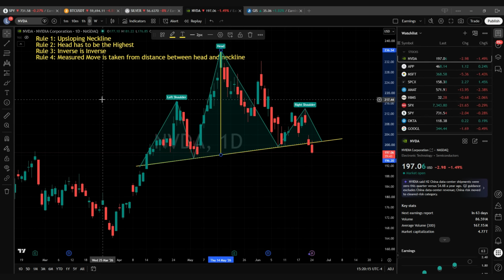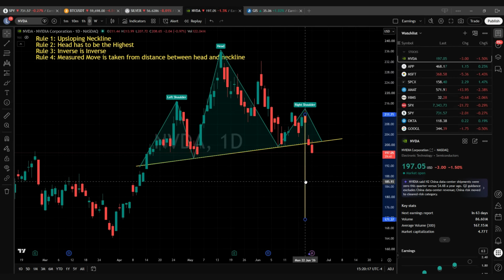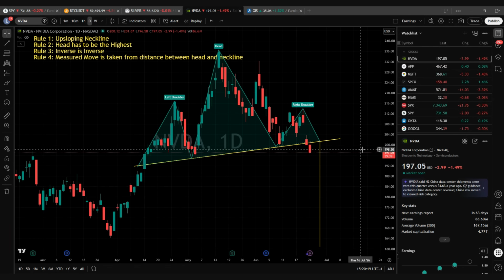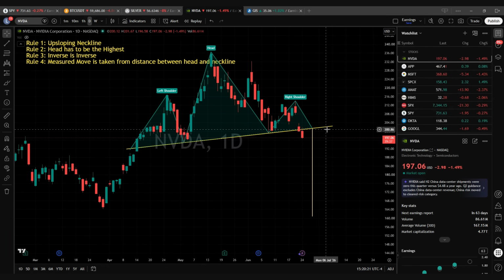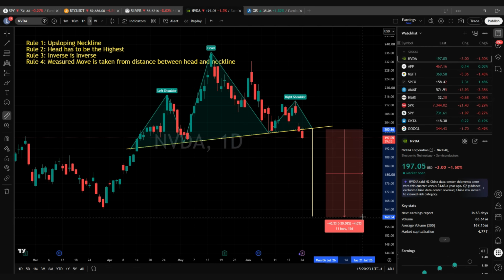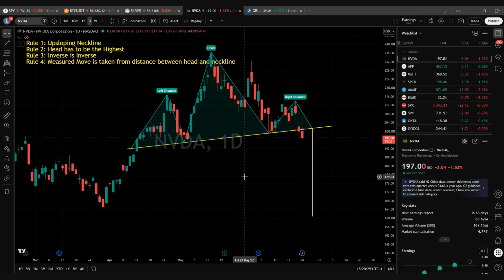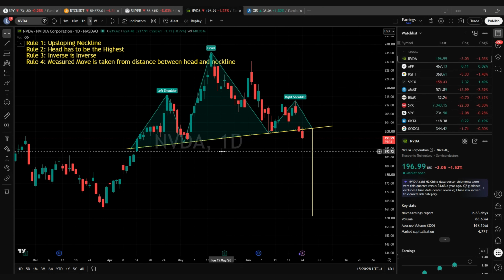Let's see here. Go like this. And you can see that this measured move is quite a bit lower. Would be a move down basically to 160, right? So really, really interesting pattern.